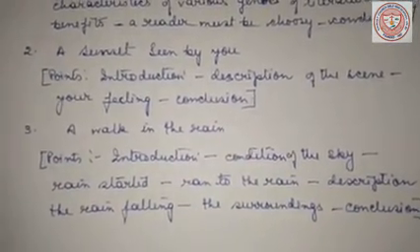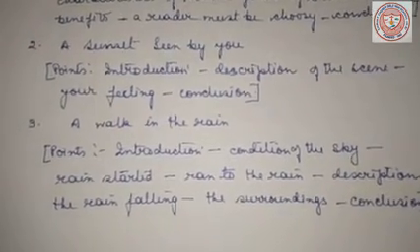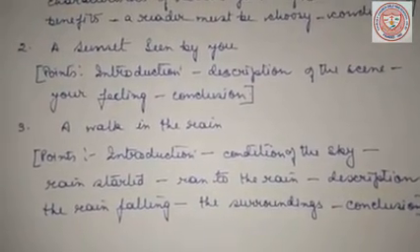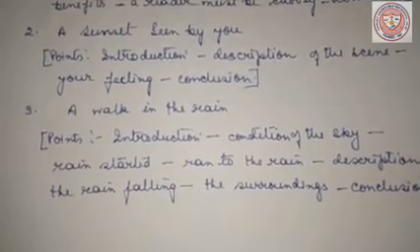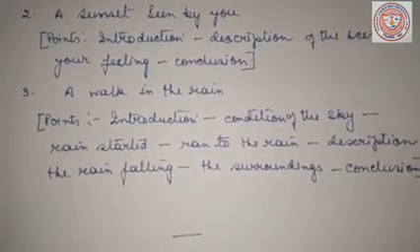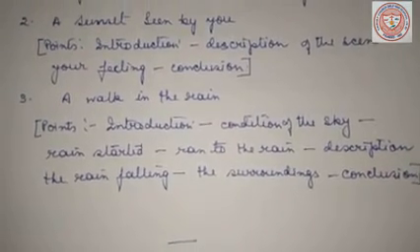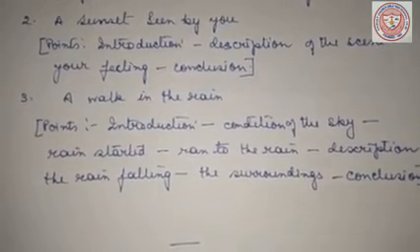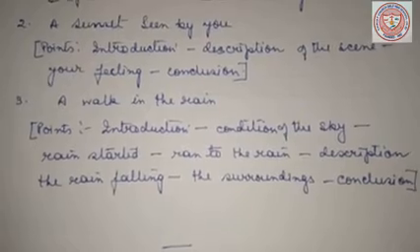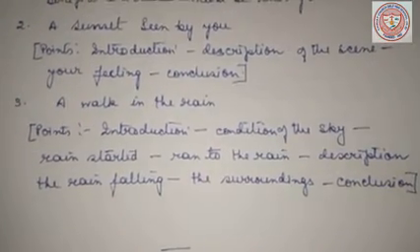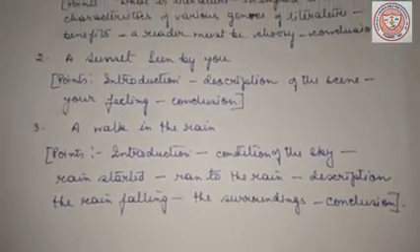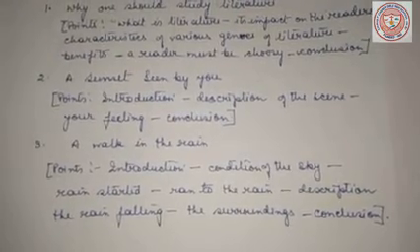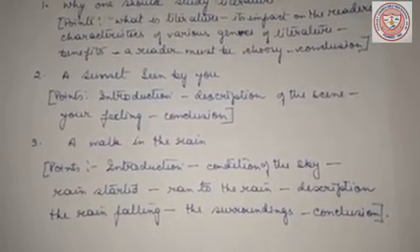Number 2, a sunset seen by you. Very interesting and perhaps a magical topic. Points: introduction, description of the scene, your feeling, and conclusion. Number 3, a walk in the rain. Beautiful, isn't it? Points: introduction, condition of the sky, rain started, ran to the rain, description of the rain falling, the surroundings, and conclusion. So these are the topics that I would like you to write in your notebooks at home for practice. So this was all about your paragraph writing, girls.